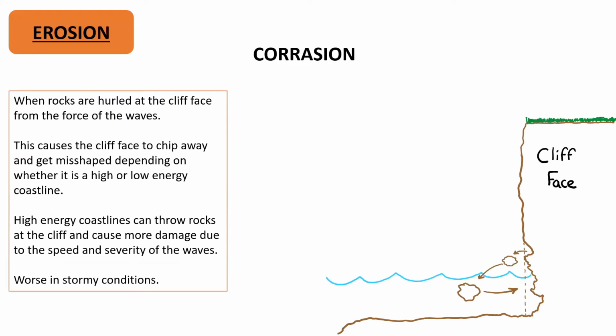So corrasion is when rocks are hurled at the cliff face from the force of the waves. This causes the cliff face to chip away and get misshaped depending on whether it is a high or low energy coastline. High energy coastlines can throw rocks at the cliff and cause more damage due to the speed and severity of the waves. This is also worse in stormy conditions as they have more force behind each rock throw.